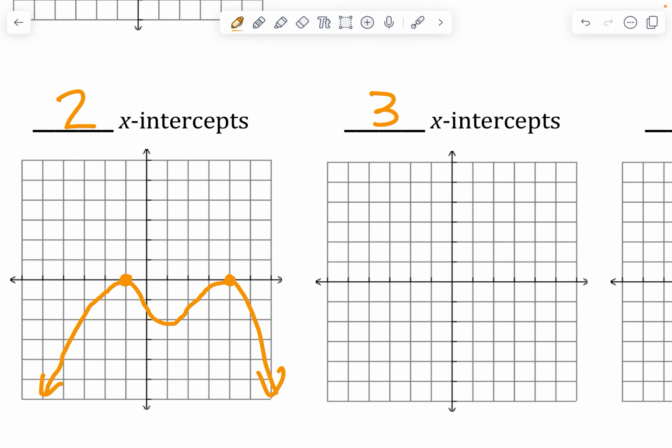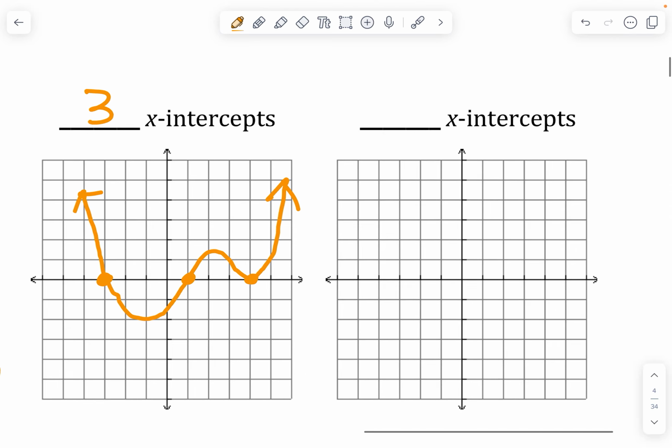Okay, 3. 3 is a little bit different. So maybe let's shoot back up. Okay, so let's go back down here. So let's go up, I can go up back through, and then look, if I come back down and graze this last one, then look, I just made 1, 2, 3 x-intercepts. Okay, and then the last one I can make here is 4.